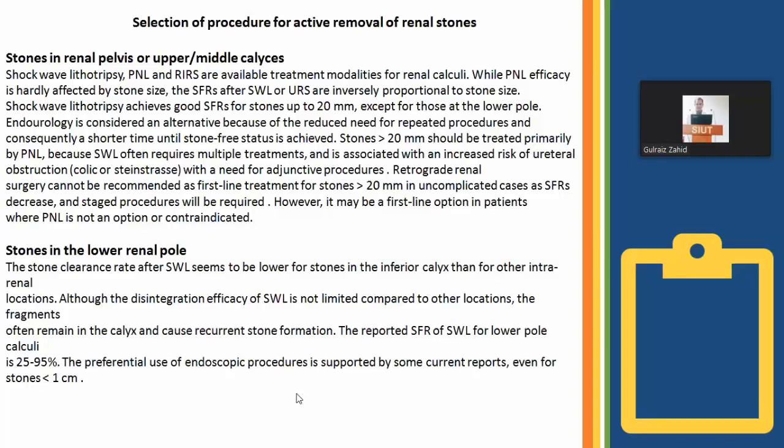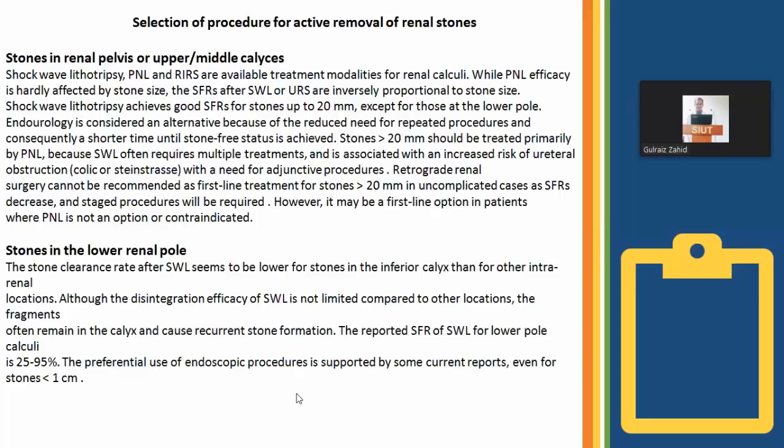Endourology is considered an alternative because of the reduced need for repeated procedures and consequently a shorter time until stone-free status is achieved. Stones greater than 20 mm should be treated primarily by PNL because SWL often requires multiple treatments and is associated with an increased risk of ureteral obstruction, colic or Steinstrasse, with a need for endourological procedures.